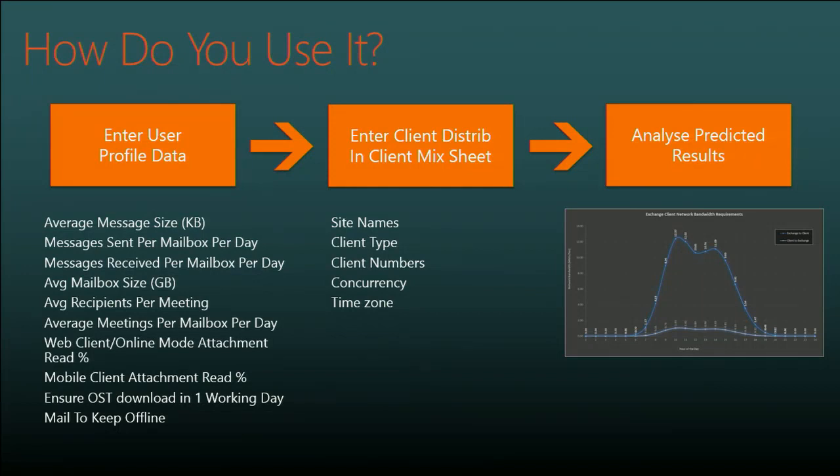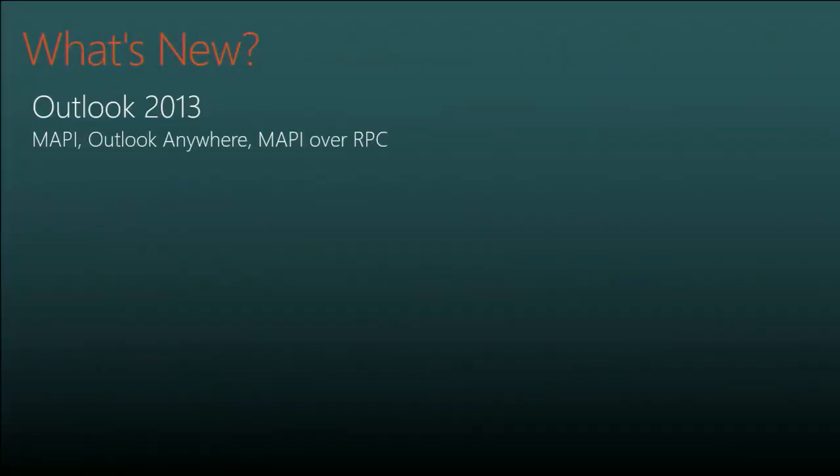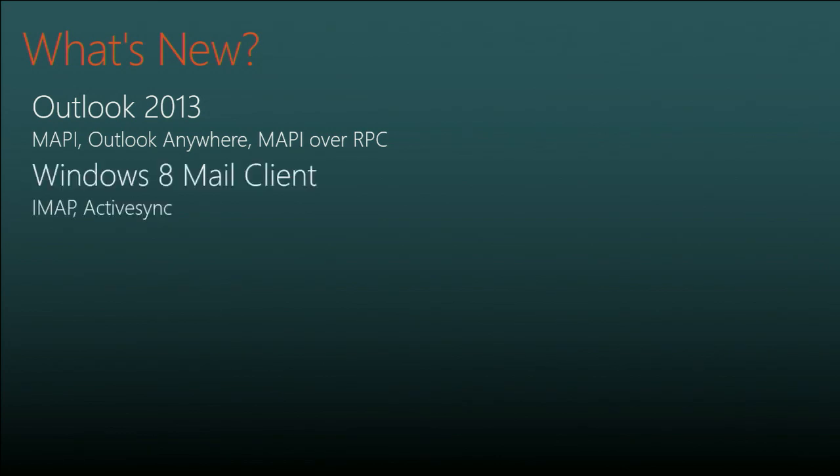So I kind of want to get to the point where we can get the calculator up. So what's new? Well, Outlook 2013 is new. So we've got some data around MAPI, Outlook Anywhere, and MAPI over RPC. So we've got some new data in there for that. The Windows 8 Mail client, and this was really curious, actually. We weren't sure how this was going to behave or what it was going to be like.